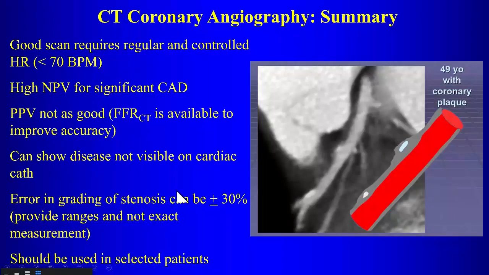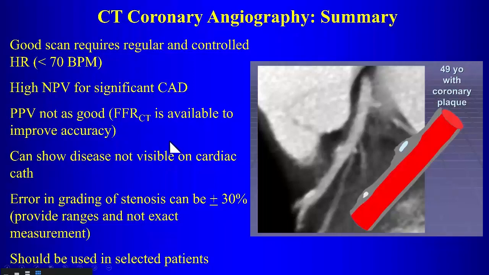So one of the things that we need to remember is that a good CT scan requires a regular and controlled heart rate. So that's the first thing that you want to do, is you want to get the heart rate down less than 70. 65 or lower is really the optimum heart rate for a good CT scan. There's a very high negative predictive value. If you say there's no significant stenosis, that is very reliable, so that the probability that there is a significant lesion there is pretty much non-existent. The positive predictive value is a problem if we're looking anatomically.